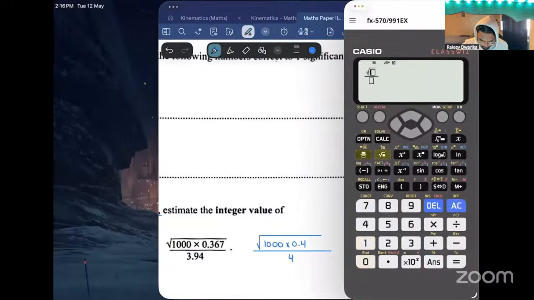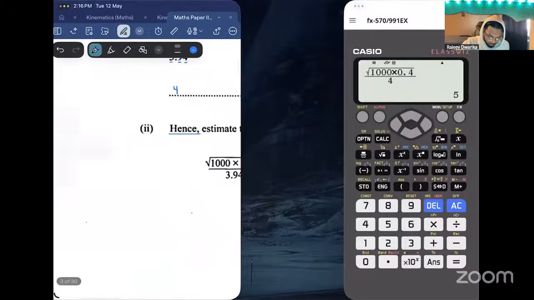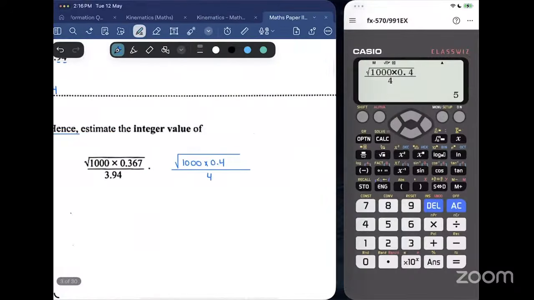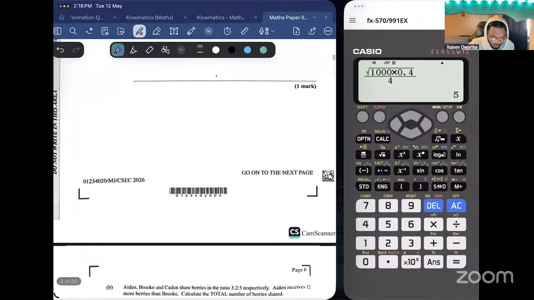Right, 5. Anybody get 5 in the exam? Yes, sir. Good. At least I'll have that mark. Answer is 5. All right. Bam. Let's move on.